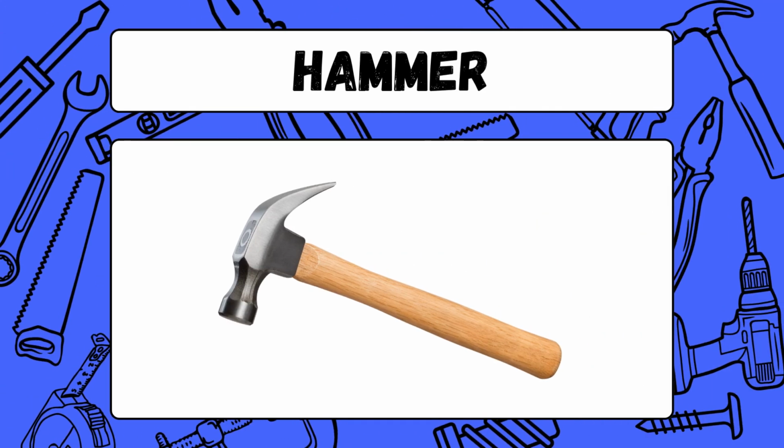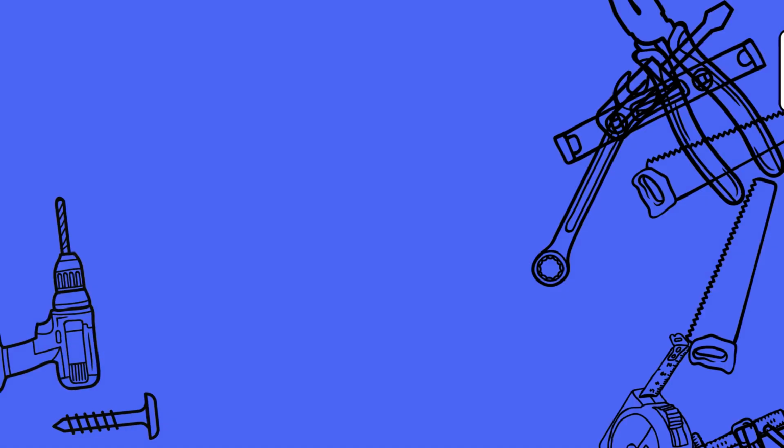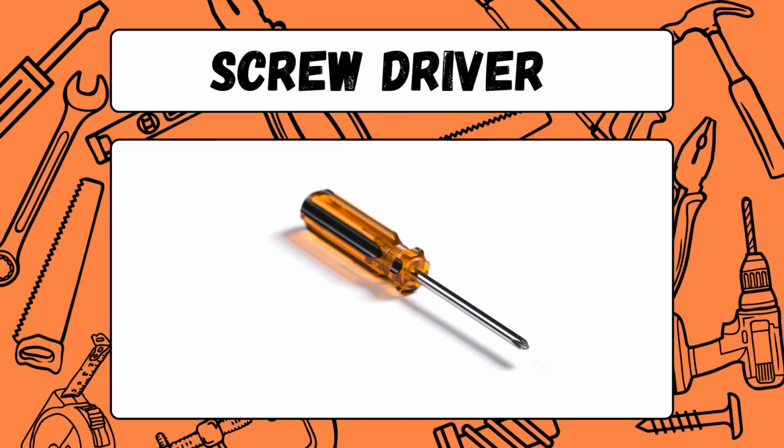Hammer. A hammer is a handheld tool with a heavy head, typically used for driving nails, breaking objects, or shaping materials. Screwdriver. A screwdriver is a tool used to turn screws by applying torque through its handle and tip.